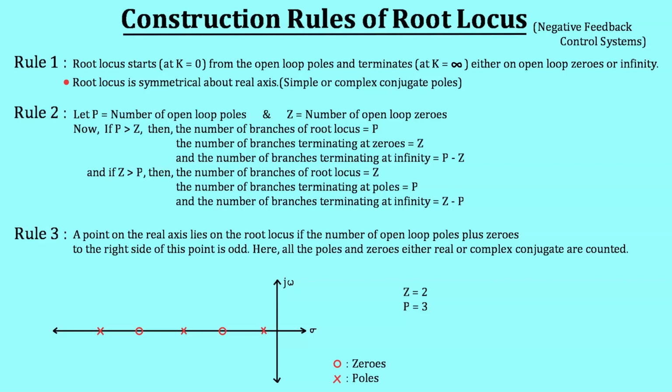Just for understanding purposes, let me divide the s-plane into 6 regions. The poles and zeros are also numbered. Now consider the portion in the first region. Since there is no pole or zero which lies on the right hand side of the first pole, the real axis of this region will not be part of the root locus.